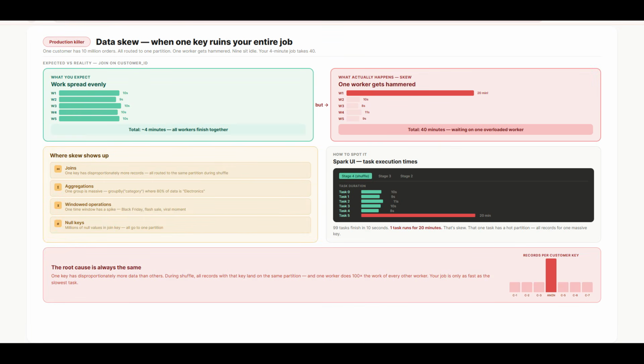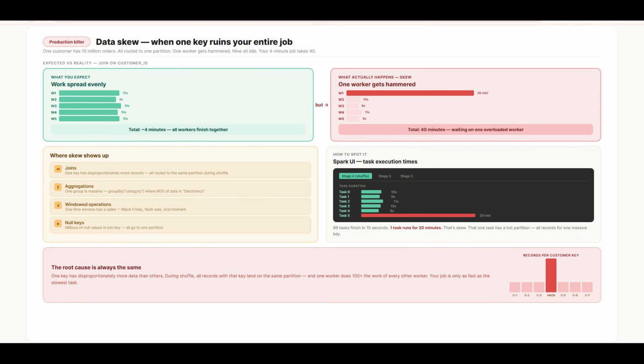One more critical topic, because it will absolutely bite you in production if you're not aware of it, data skew. Here's the scenario. You're running a Spark job, joining your orders table with your customers table. You've got your cluster, say 10 workers, and you expect the work to be spread evenly across all of them. Each worker handles roughly the same amount of data. They all finish around the same time. Job done in 4 minutes.